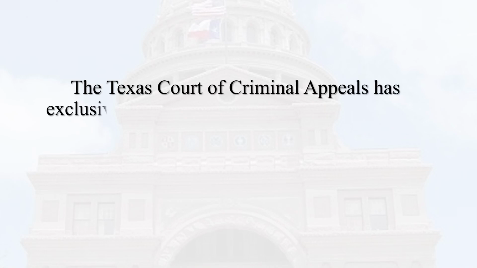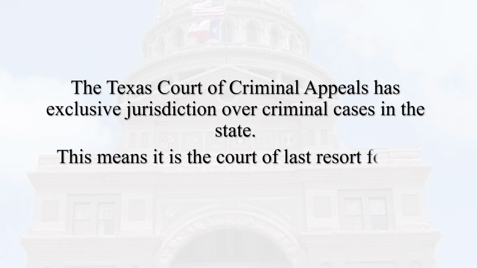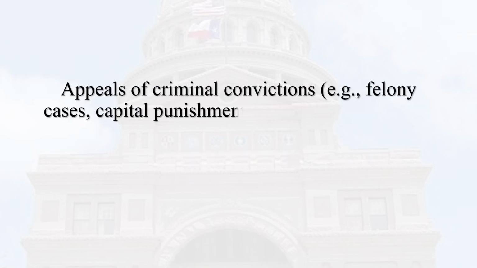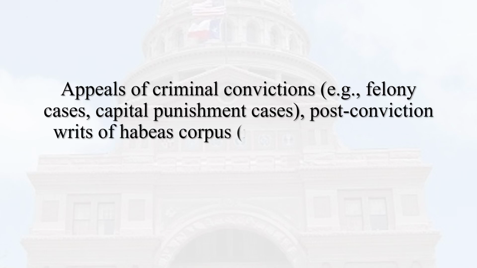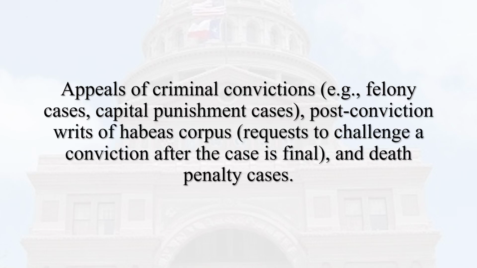The Texas Court of Criminal Appeals has exclusive jurisdiction over criminal cases in the state. This means it is a court of last resort for all criminal matters, including appeals of criminal convictions, that is, felony cases, capital punishment cases, etc., post conviction writs of habeas corpus, which are requests to challenge a conviction after the case is final, and death penalty cases.